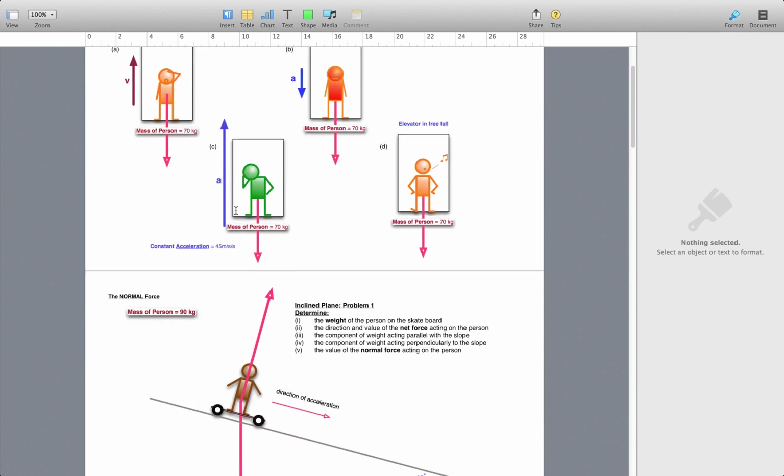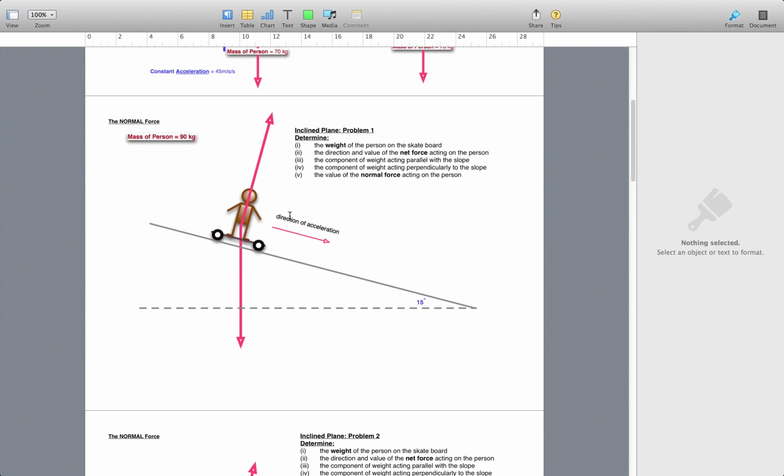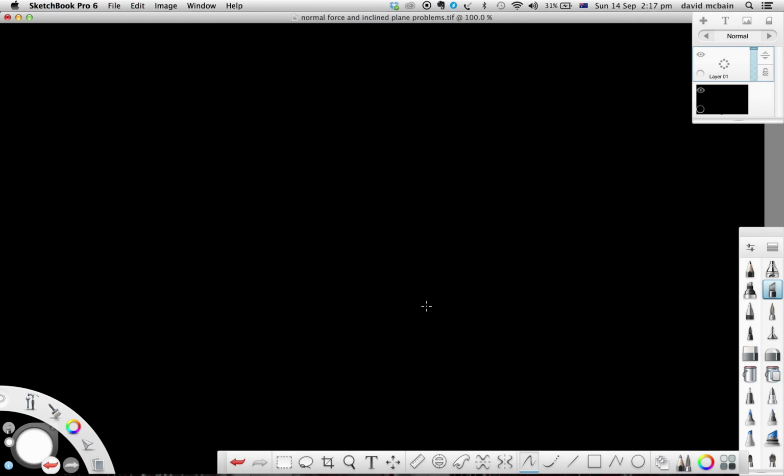Okay, let's now have a look at the ramp problems. So we have to work out the weight, the net force, the component of the weight acting parallel to the slope, the component of the weight acting perpendicular to the slope, and the value of the normal force acting on the person. In this first one, the mass is 90 kilograms and the person's rolling down the hill and the angle is 15 degrees. So let's draw that situation.